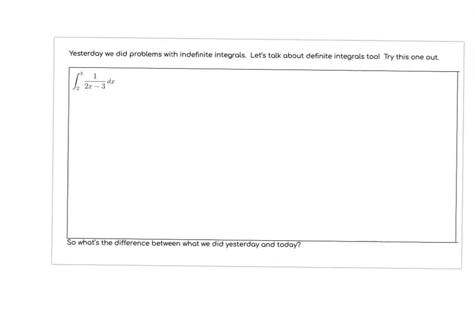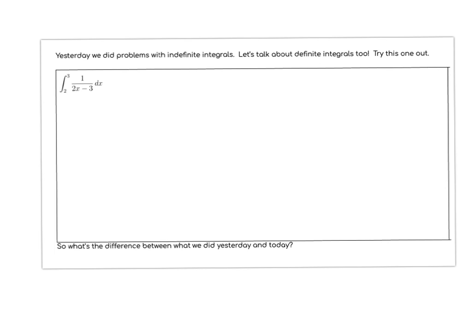So what we're going to do is try to make some sense of what's going on here. I'm going to rewrite my integral a little bit differently to begin this process. I'm going to write this as x equals 3 and x equals 2, and then we've got 1 over 2x minus 3. That's a terrible integral symbol. That's okay. dx.